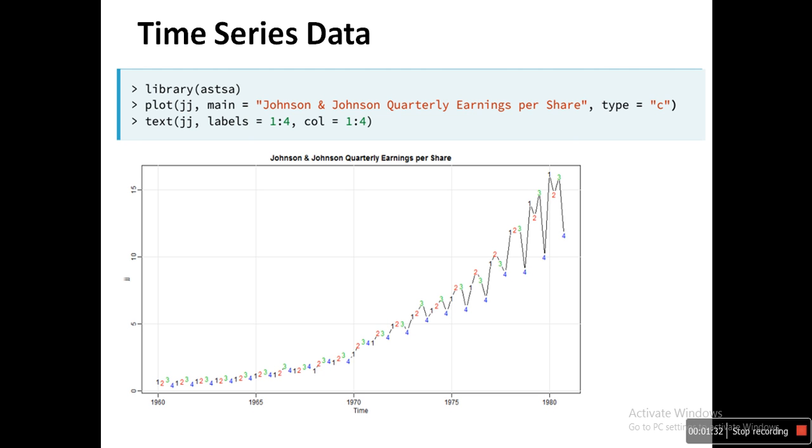If you want to plot Johnson & Johnson's quarterly earnings per share, it would look like the increase of the earnings with respect to time. Nothing but the increase of earnings per share with respect to time.